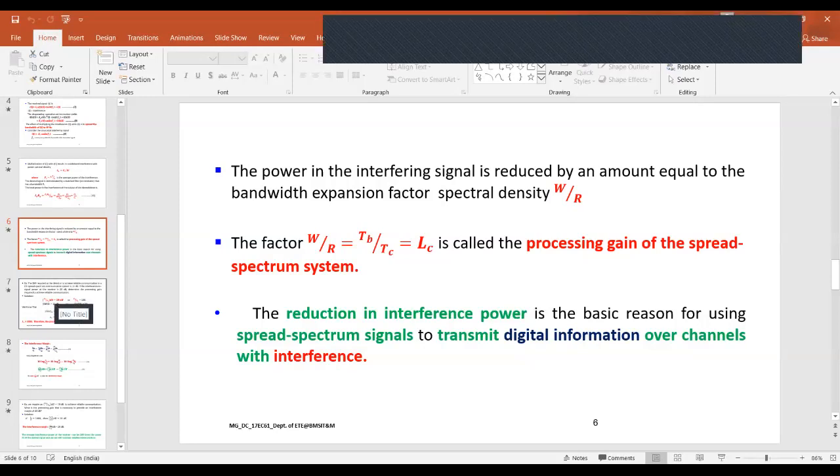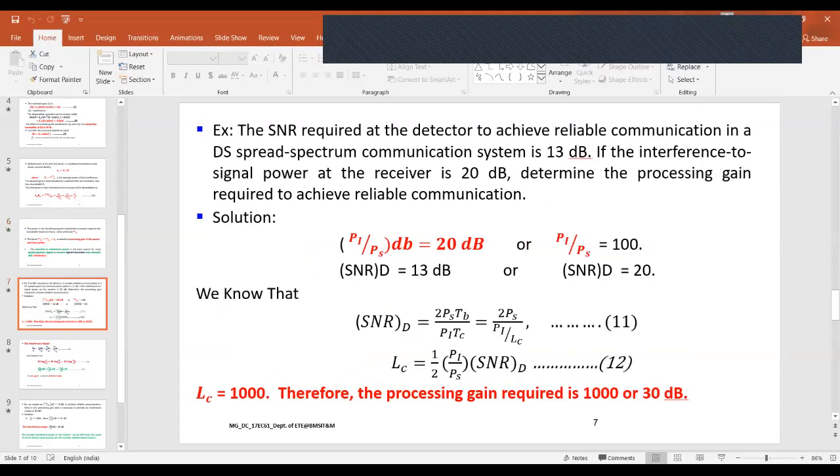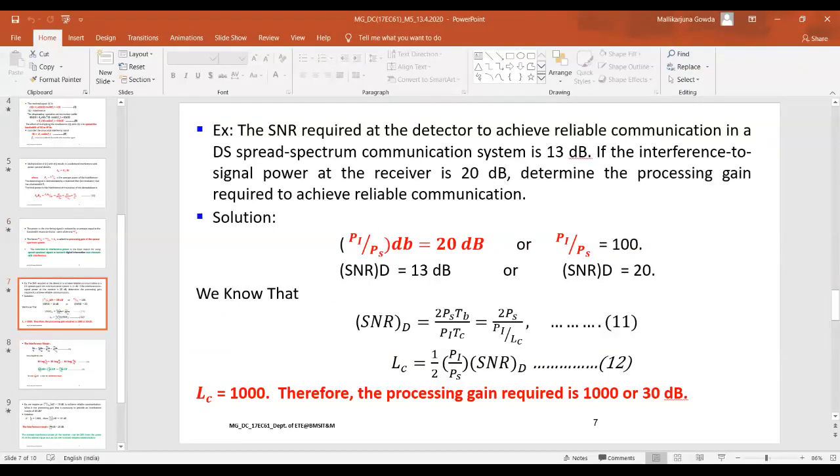So please have a note of this example. The signal to noise ratio required at the detector to achieve reliable communication in a direct sequence spread spectrum communication system is 13 dB. This is the amount of SNR we require. If the interference to signal power at the receiver is 20 dB, then what is the value of processing gain I need to achieve reliable communication?